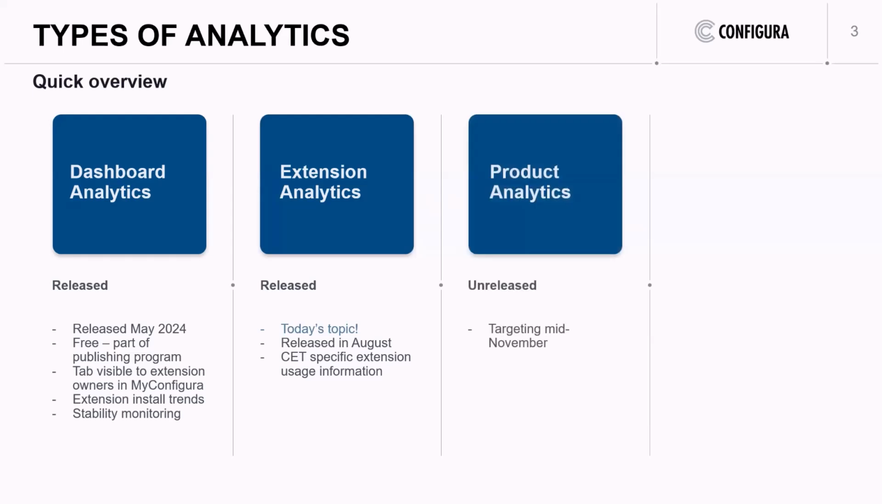The third type of analytics is product analytics. This is currently unreleased. The tentative timeline is mid-November for this to be released. It is meant to provide info about specific products, the types of info that a person working in forecasting would like to see. Like, this many of this type of product were placed, and this many of this product were placed, and this new release was used a lot, and that sort of information. It is actively being worked on and hopefully will be out this year.